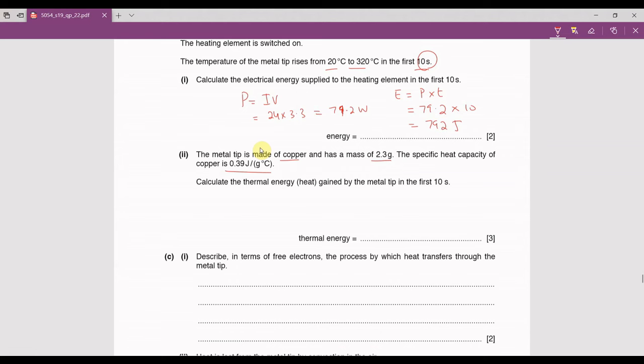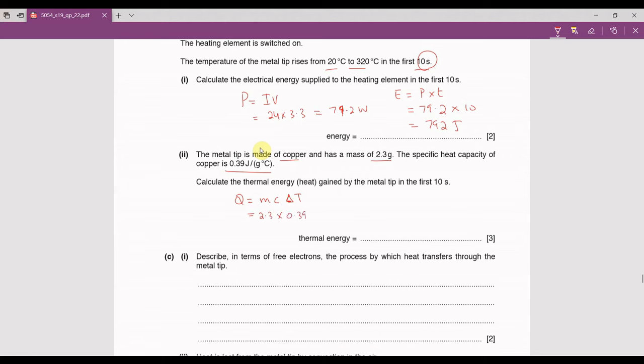We need to use the specific heat capacity formula, which is this: Q equals mc delta T, where m is the mass of the object, c is the specific heat capacity, and delta T is the change in temperature. And Q is the thermal energy gained by the object. We are given all these quantities. I've written the formula and we can simply calculate it. So the mass is 2.3 grams, and since the specific heat capacity is given per gram and the mass is also given in grams, you don't really need to convert the mass into anything.